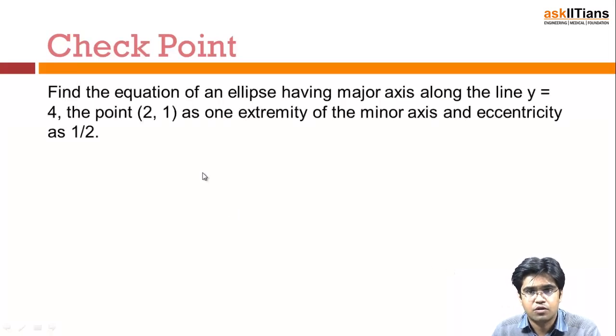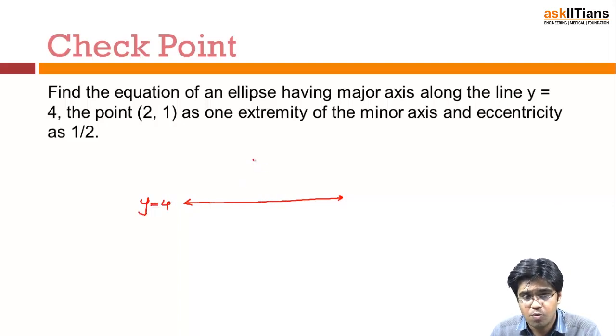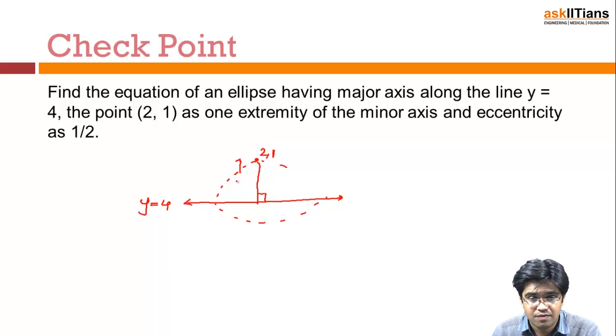Now let's check our concept on this. The question says: find the equation of an ellipse having major axis on the line y equals 4. So suppose that this line is y equals 4. Here the major axis lies, and 2 comma 1 is one of the extremities of the minor axis. So let's say this point is 2 comma 1, the extremity of the minor axis. Your ellipse will somewhat look like this. And the length of the perpendicular from 2 comma 1 to y equals 4 will be your semi-minor axis, because we know that both the axes are perpendicular.